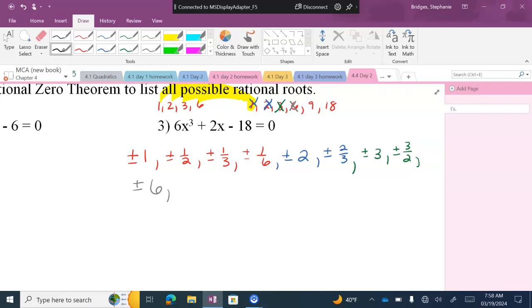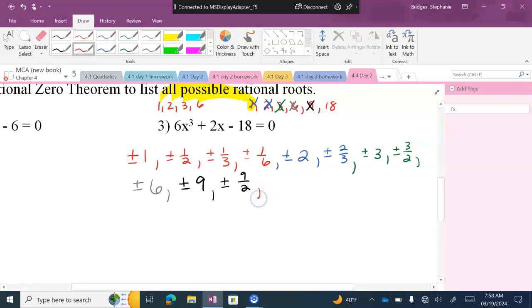Okay, let's start with the 9. Plus or minus 9/1. Plus or minus 9/2 does not reduce, and I do not already have that. What about 9/3? What does that reduce to be? 3, which I have. What about 9/6? That reduces to be 3/2, which I also already have. So that one's done as well.